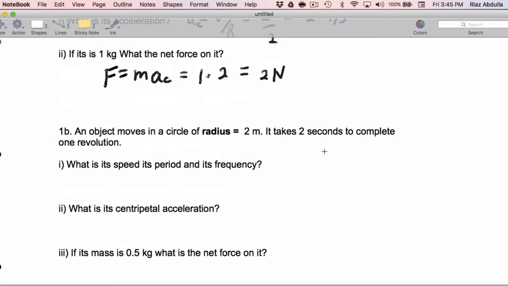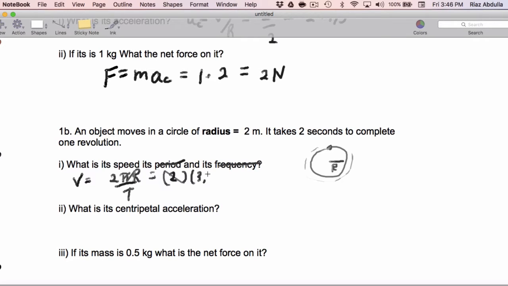All right, so 1b, we want to know the speed of this object. Period and frequency are topics we're going to get to when we get to wave motion, so we'll worry about that a little bit later. Right now, let's just get its speed. And when you're going around in a circle of radius r, you end up getting 2 pi r divided by the time.